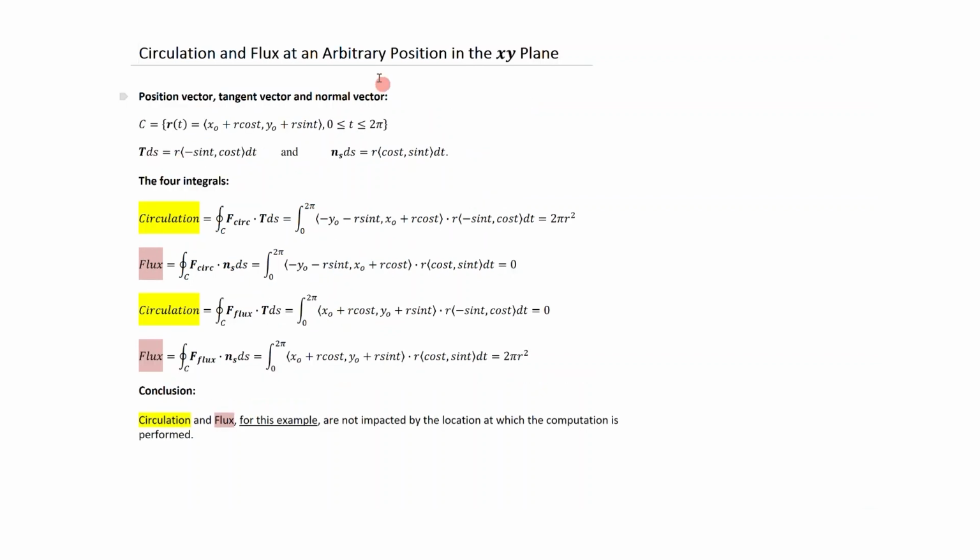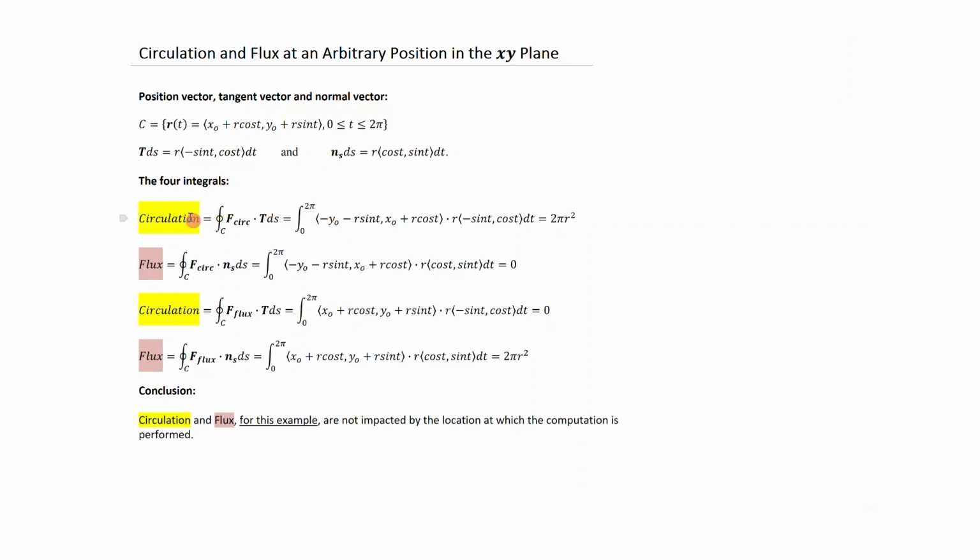All right. What if we were now to pick a different location? So compute the circulation and flux at an arbitrary position in the xy plane. All I'm doing is creating a little contour, but at some location x naught, y naught on the xy plane, and repeating the same procedure. TDS isn't going to change, because once you take the derivative with respect to t, the x naught is 0, so we end up with the same value for TDS as well as NDS.